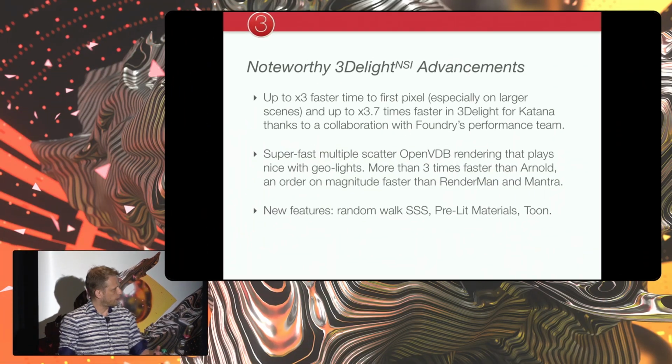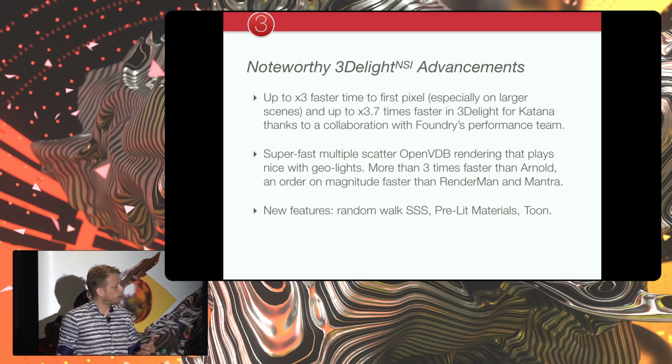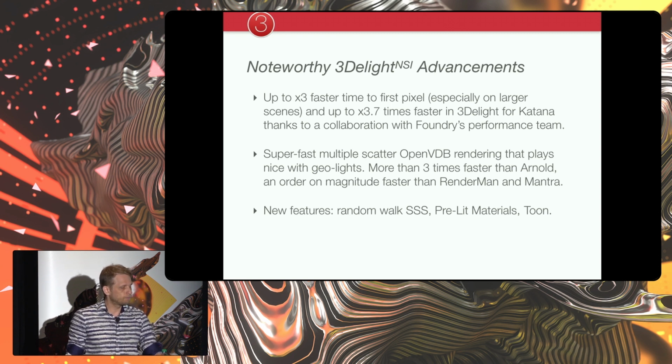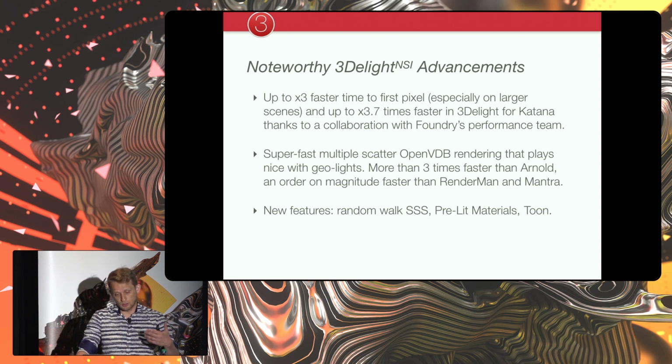So I would like to start by explaining what we've been doing for the past year. As you might know, one of the most important aspects of a renderer is the rendering speed. We're always optimizing the render engine. And what's more important than the actual rendering speed is probably the speed at which you get to the first pixel, because that's what defines the rhythm of your work, your efficiency at work. So we're about 3 times faster to get to the first pixel than before. And in 3Delight for Katana, we're even faster thanks to some collaboration with their performance team.